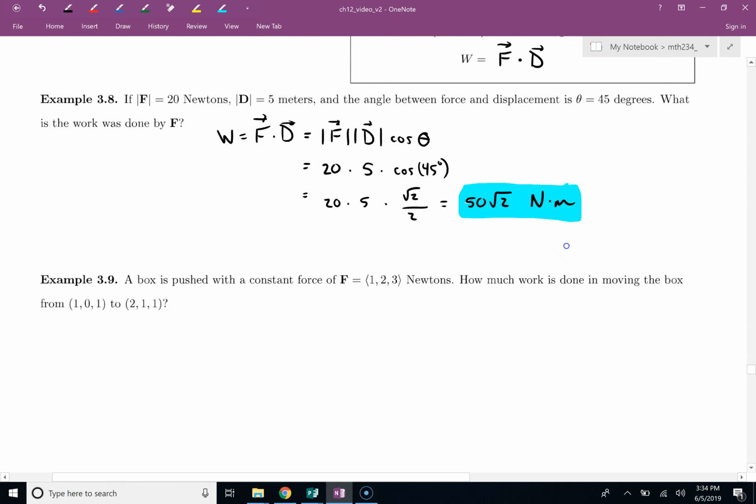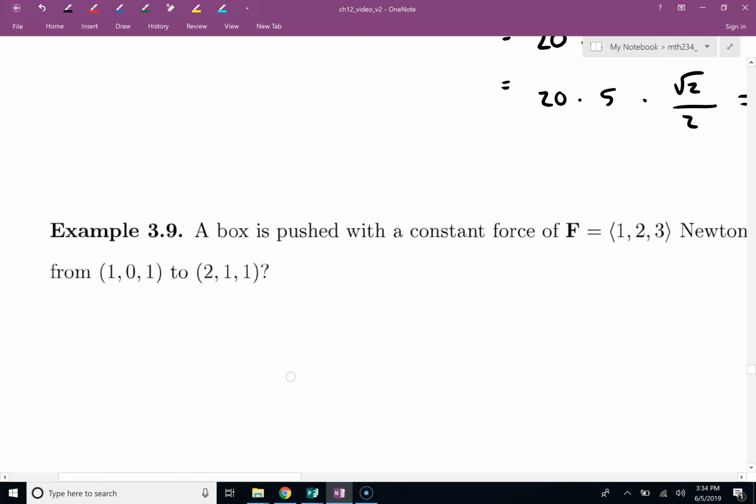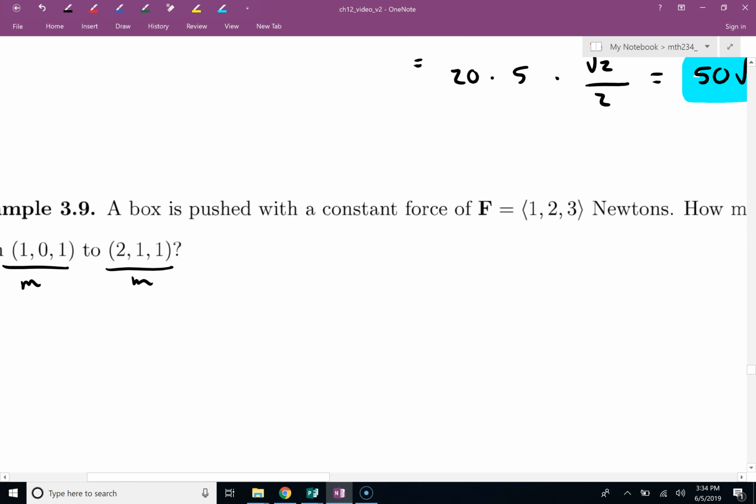One more: a box is being pushed with a constant force of 1, 2, 3 newtons. So here we actually have a vector. How much work is done in moving the box from the point 1, 0, 1 to the point 2, 1, 1? Although I don't specify it, let's assume all of these have units of meters. We have our force vector. The only question is, what is our displacement vector?